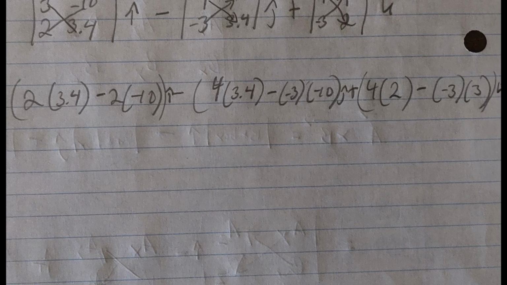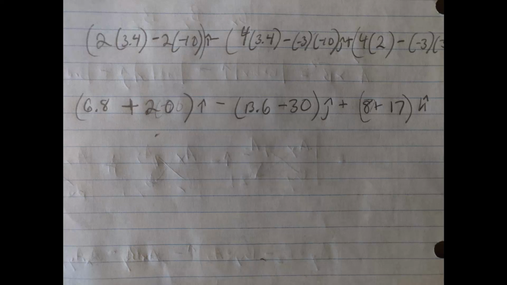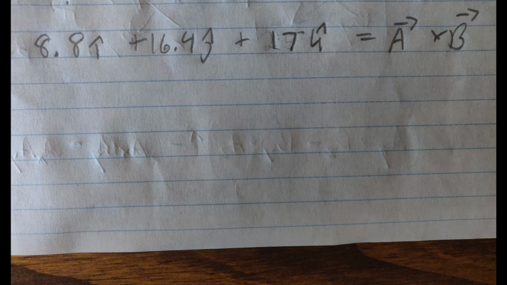Now we can do our cross multiplication. Every box will go top left to bottom right, bottom left to top right, with the minus sign in between. You can see what that looks like here. And then we'll simplify the innermost parentheses. And then finally we'll simplify the outside parentheses to get our final vector 8.8 I plus 16.4j plus 17k is A cross B.